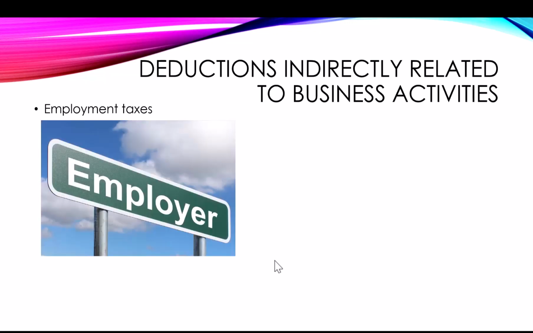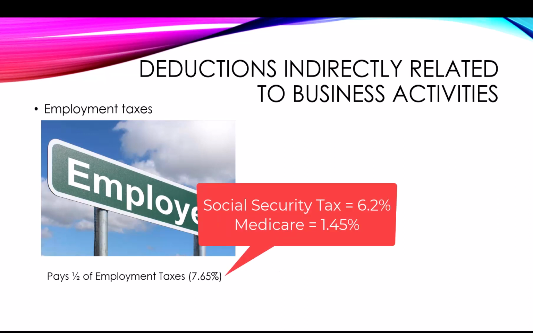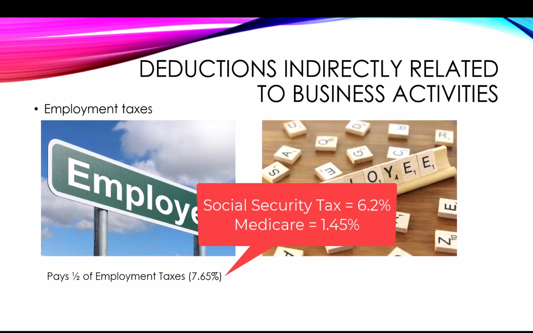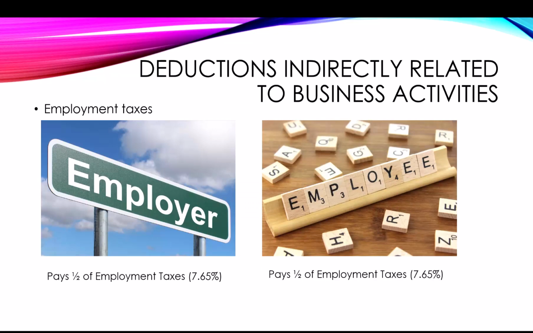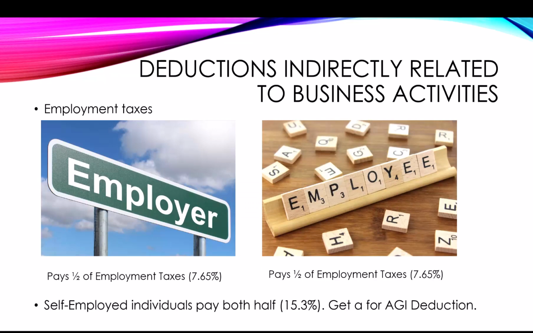When it comes to employment taxes, the employer pays 1/2 of the employment taxes. This would be your Social Security at 6.2% and your Medicare for a total of 7.65%. When you're an employee, you will also pay 1/2 of your employment tax. If you're a self-employed individual, meaning that you're a contract employee, you receive a 1099, you have to pay both halves for being both an employer and an employee. You are, however, eligible for a for AGI deduction if you're a self-employed individual. To see how this works and to identify the tax benefit, let's take an example.